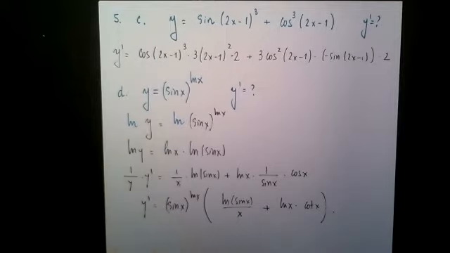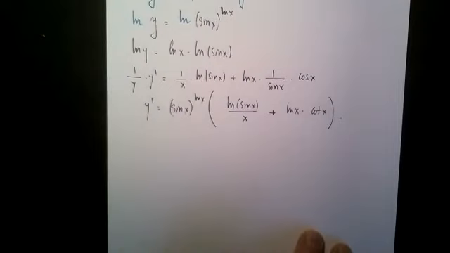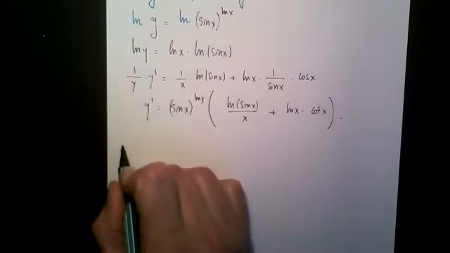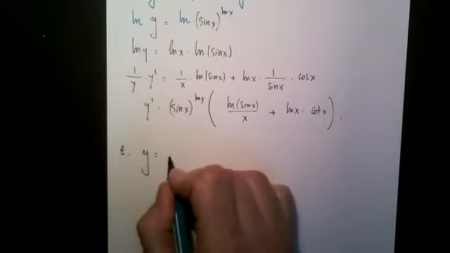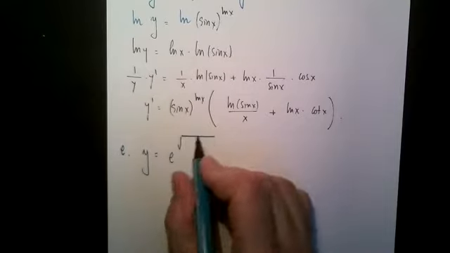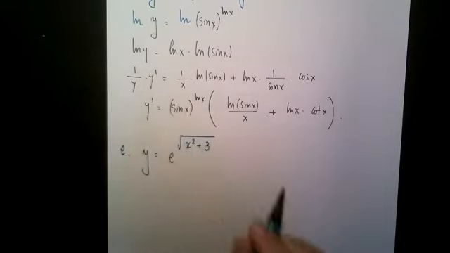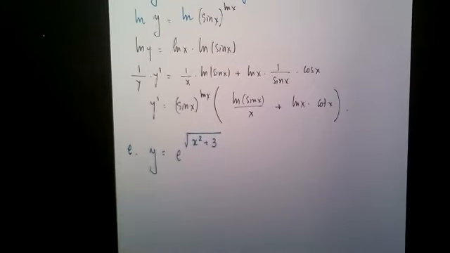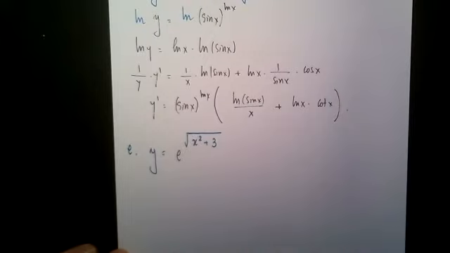Okay, E. This is the last one, the last question on derivatives, evaluating derivatives. So E, y, that's an easy one. y equals e to the power of the square root of x squared plus 3. So y prime. So again, of course, the question is find y prime here.